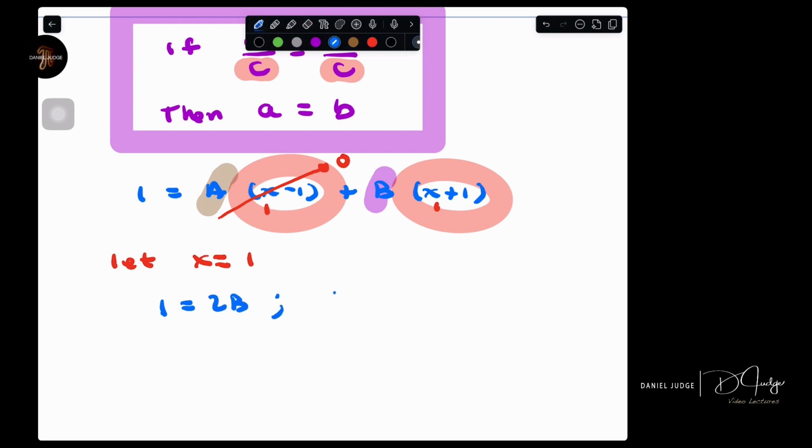Solving for b now by dividing 2 from both sides gives you b equals 1/2. So we have the first constant that we need. Okay, so we know b is the value 1/2. So maybe I'll just box it or something.